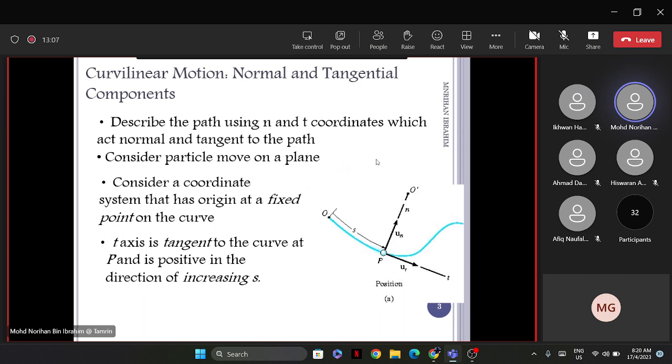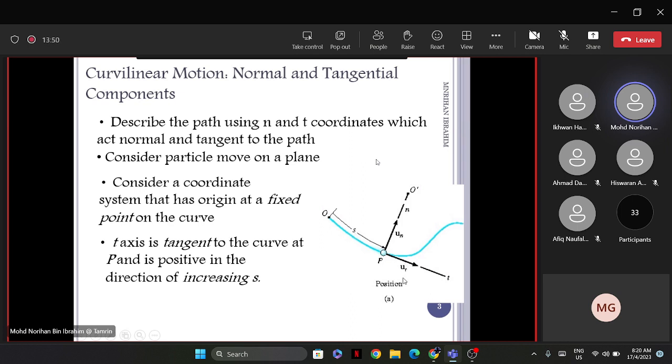So let's continue with this next slide. Describe the path using normal tangent coordinates, which add normal and tangent to the path. Consider a particle moving on a plane. We have this kind of illustration. We consider that P represents a particle which moves according to this path of motion, and this instance shows it has an origin O at a fixed point on the curve, as you can see here.